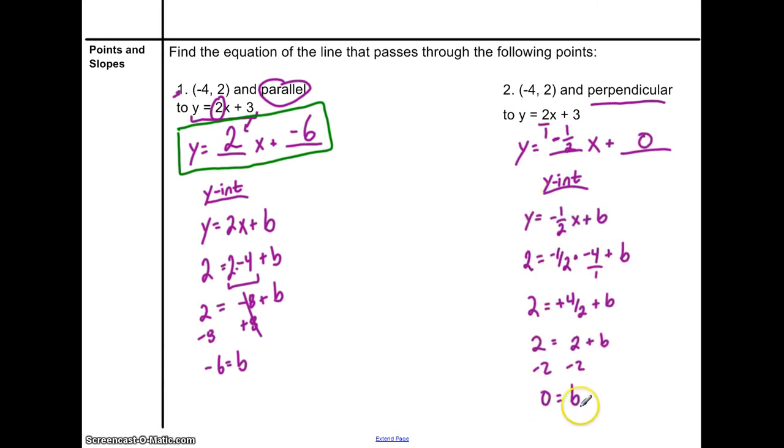So I got 0 equals b, so my y-intercept is 0, and so my final answer, my line, is y equals negative 1/2 x plus 0, or since we really don't even have to label 0 on there, we could leave it as y equals negative 1/2 x.